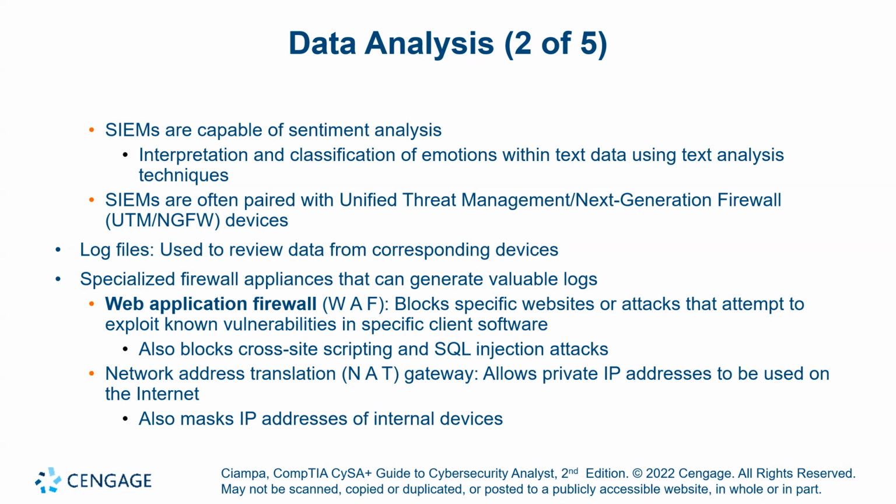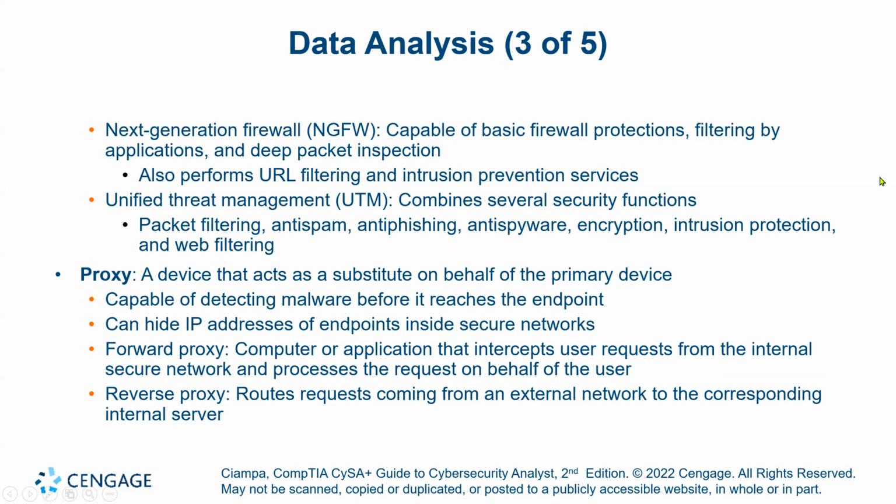Specialized firewall appliances that can generate valuable logs are web application firewalls, which block specific websites or attacks that attempt to exploit known vulnerabilities in specific client software. They also block cross-site scripting and SQL injection attacks. NAT, the Network Address Translation Gateway, allows private IP addresses to be used on the internet and also masks IP addresses of your internal devices. Next generation firewalls are capable of basic firewall protections, filtering by applications, and deep packet inspection. They also perform URL filtering and intrusion prevention services. Unified threat management combines several security functions: packet filtering, anti-spam, anti-phishing, anti-spyware, encryption, intrusion protection, and web filtering.